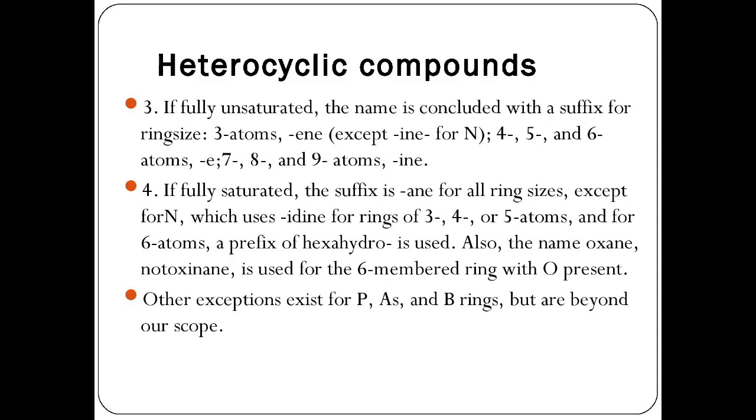The fourth rule is if fully saturated, the suffix is ane for all the ring sizes, except for nitrogen, which uses iridine for rings of 3, 4, and 5 atoms, and for 6 atoms, there is a prefix of hexahydro. Also, the name oxane, not oxinane, is used for a six-membered ring with O present. Other exceptions also exist for compounds like phosphorus, arsenic, boron rings, but they are beyond our scope.